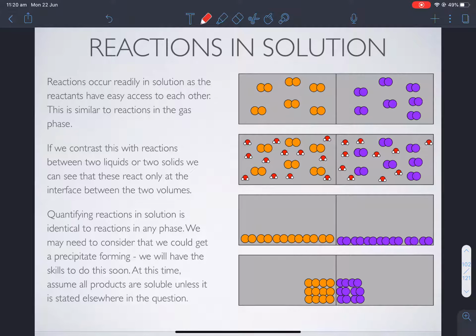I've got some diagrams here on the right which I put in as an animation, but they haven't worked out because it's a PDF, but I can talk through them anyway. So reactions occur readily in solution as the reactants have easy access to each other. It's similar to a gaseous reaction where these particles can approach each other in 3 dimensions and they're not kind of hidden. Let's contrast that to a liquid.